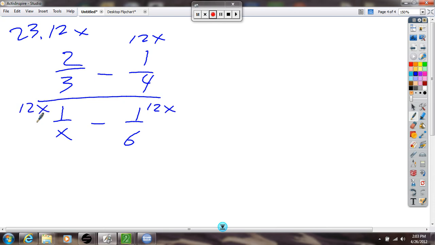What do I do with common denominators on top? I cancel. I can cancel the 3 with the 12. 3 goes in the 12 4 times. 4 goes in the 12 3 times. 6 goes in the 12 2 times. The x cancels with the x. I cancel. Now I go back and do what?